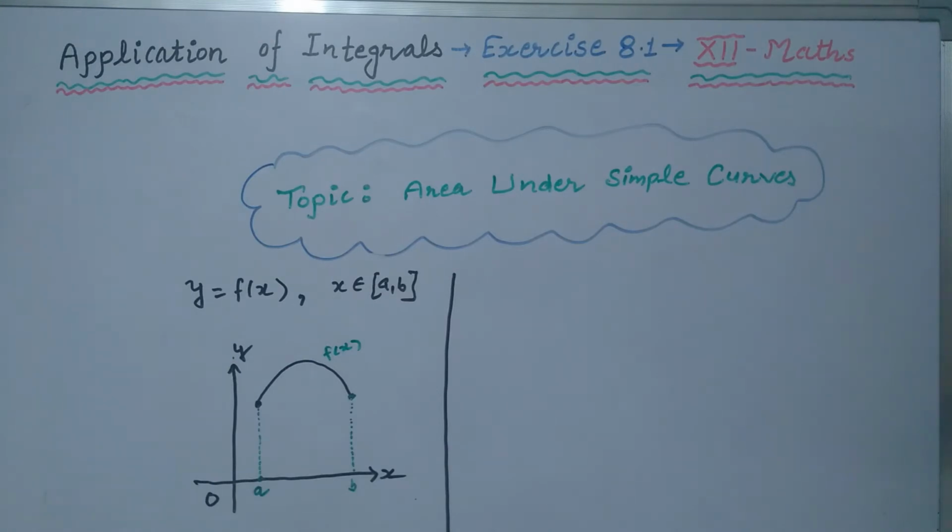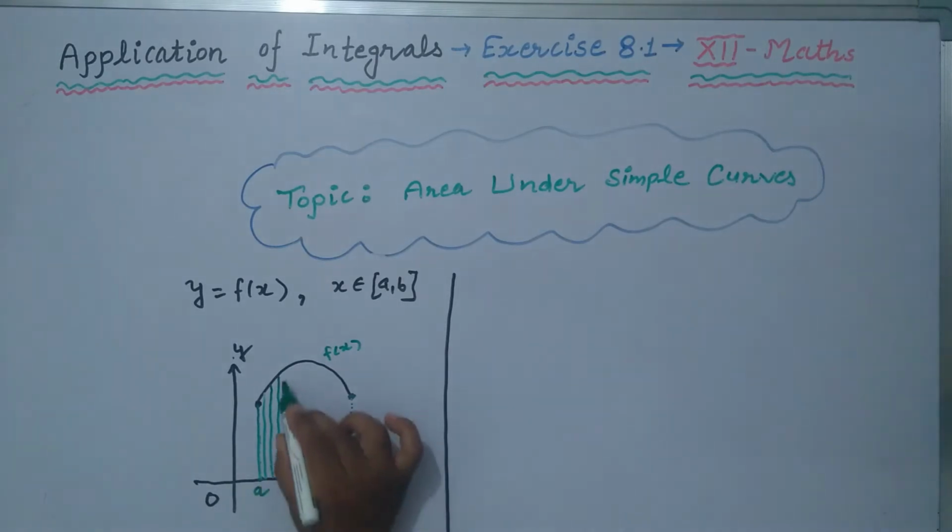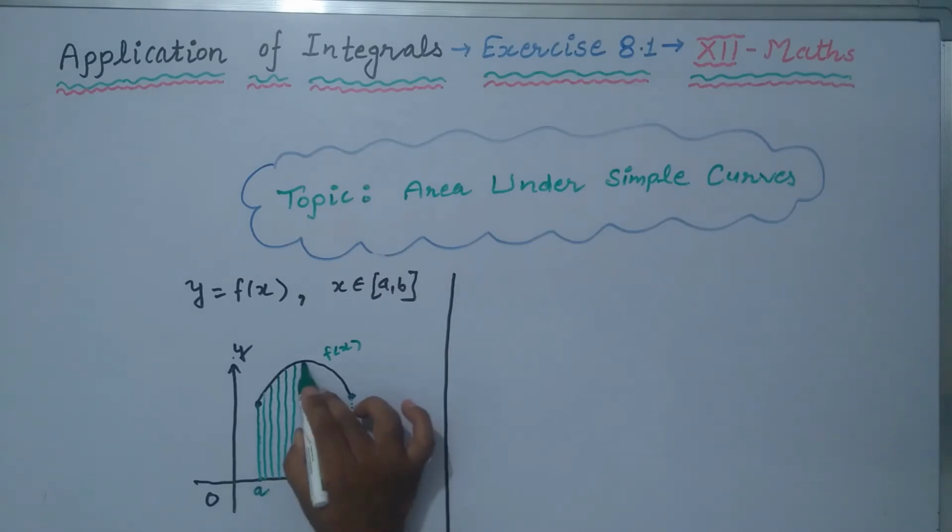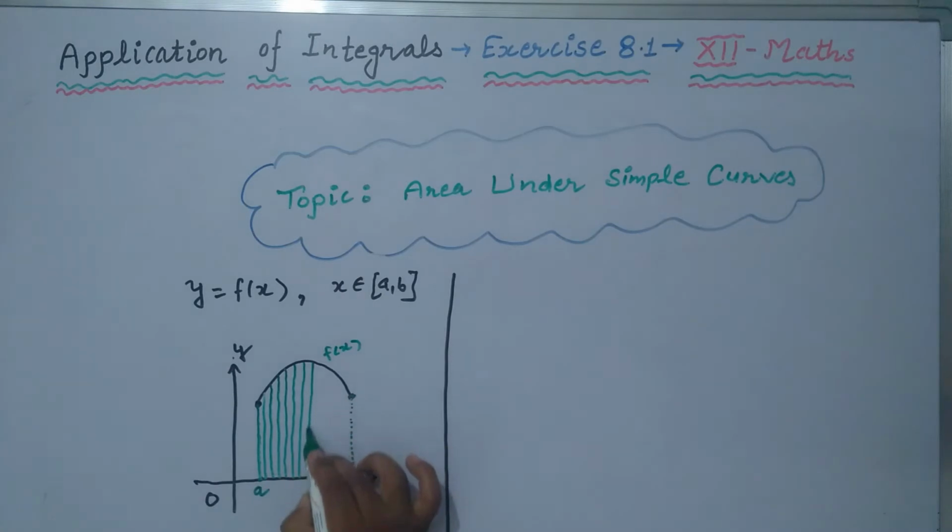Now the question is how to find the area under this curve. This is the way. I am going to shade the area which we are going to calculate. This is the area which is shaded here under the curve up to the x-axis. We shall discuss the area under the curve up to the x-axis only. Okay, how to calculate this?